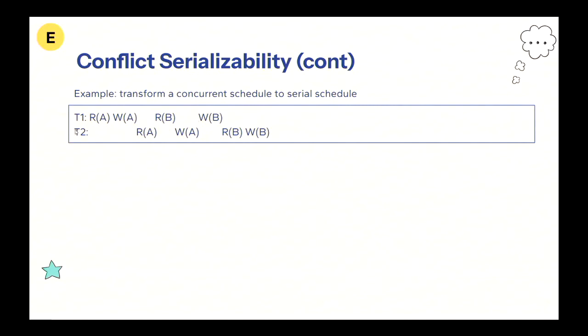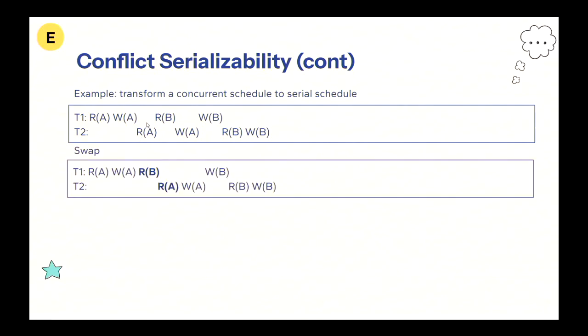This is a concurrent schedule. As you can see, we started processing T2 before finishing processing T1. Let's try to transform this concurrent schedule into a serial schedule. What we can do is look for non-conflicting pairs and swap their execution order. So we look for non-conflicting ones.